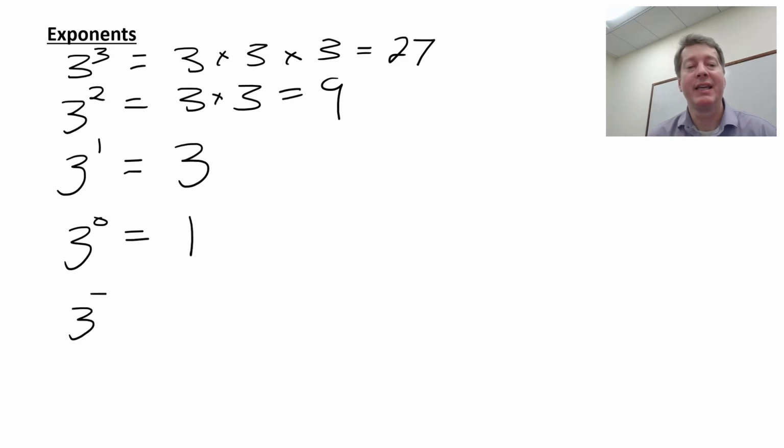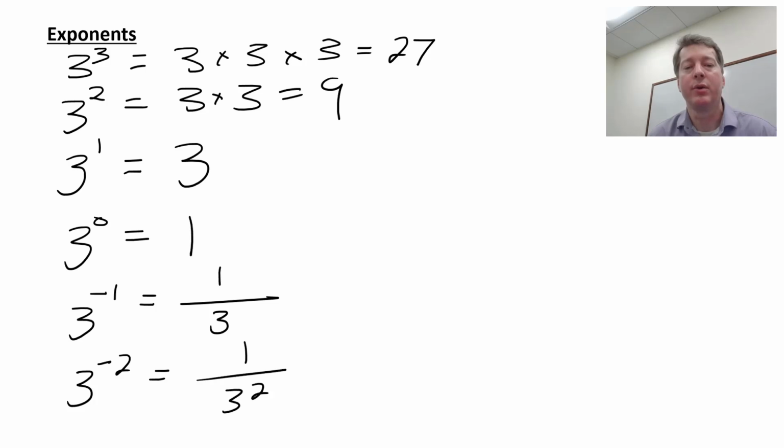How about 3 to the negative 1? If you see the negative sign, write 1 over. It's 1 over 3 to the positive 1, or just 1 over 3. Here, I'll erase the 1. So it's just 1 over 3. 3 to the negative 2 is 1 over 3 to the positive 2. It's 1 over 9. It's 1/9.